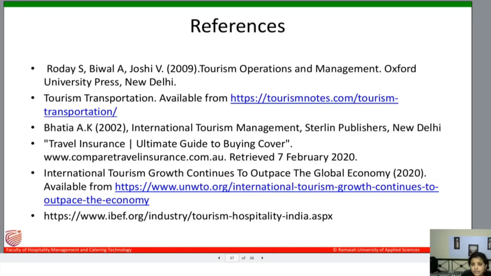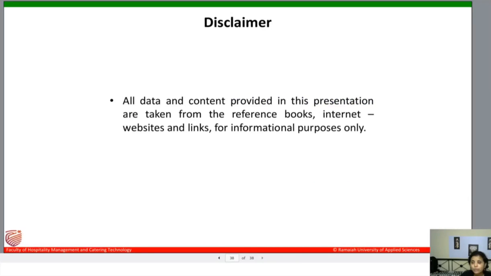These are the references which were used for this session. So we will quickly summarize what we have learned in this session. We have discussed the types of tourism development and growth, and we have discussed the various travel formalities and travel documents required by travelers to travel to any place. Hope you guys have understood.